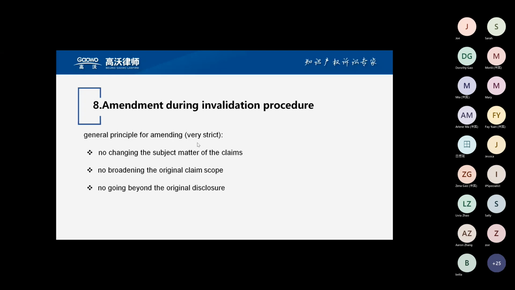The third principle is that your amendment cannot go beyond the original disclosure. I think it's also universal all over the world. The fourth one is that you're usually not allowed to add any feature not residing in the granted claims. That means you can incorporate some features in the granted claims, but usually you cannot incorporate features from the description. Usually it's not allowed, except for some amendments that are very obvious to an ordinary skilled person in the art. It should be obvious errors.